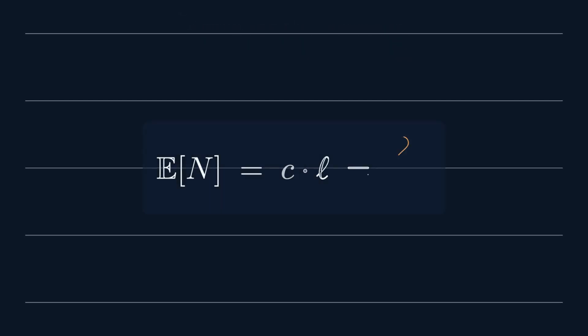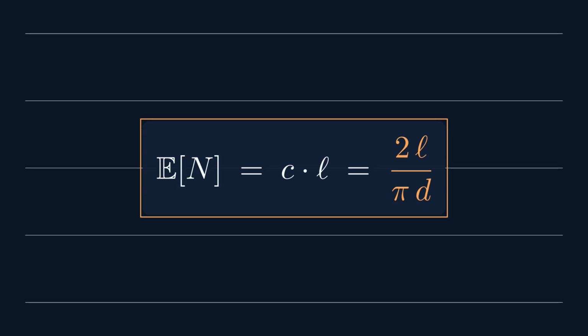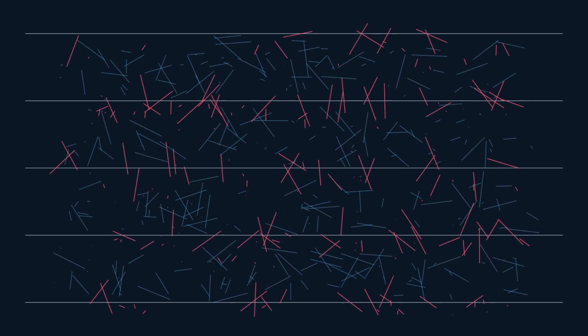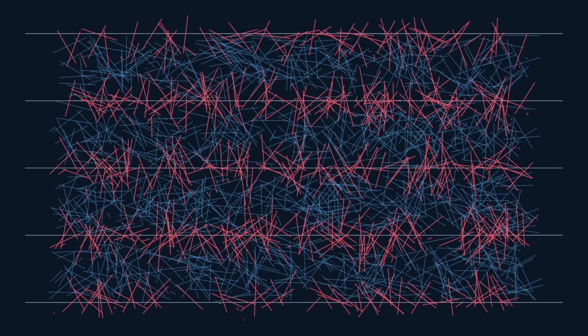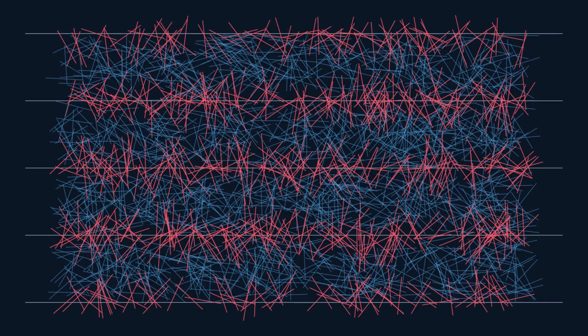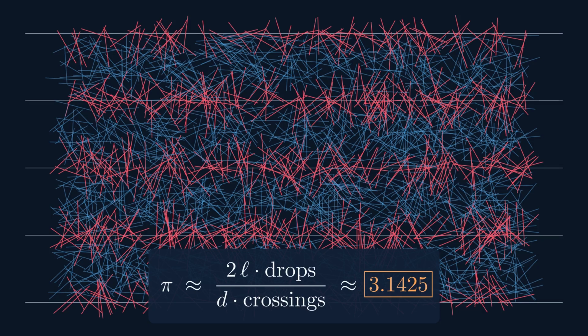Returning to the needle, the average number of crossings is just c times L, which gives 2L over pi d. Here's a practical bonus. The formula can be rearranged to estimate pi from samples. Just multiply twice the needle length by the number of drops, and divide by the line spacing times the number of crossings. With about 2,000 drops, the approximation is already accurate to 2 decimal places.